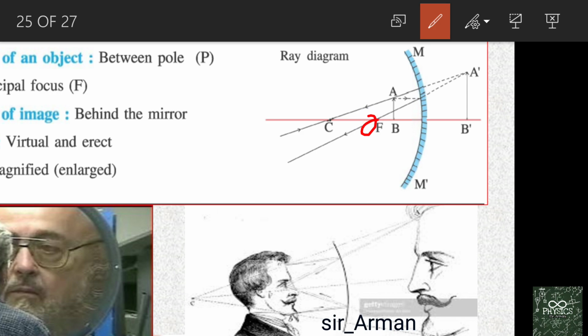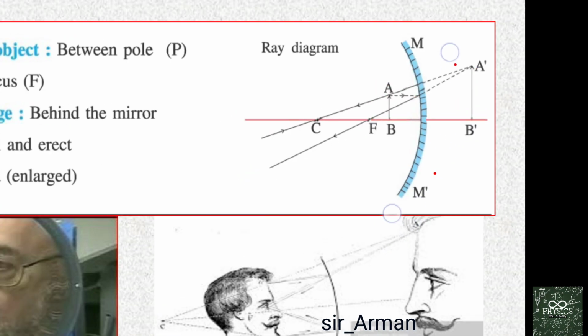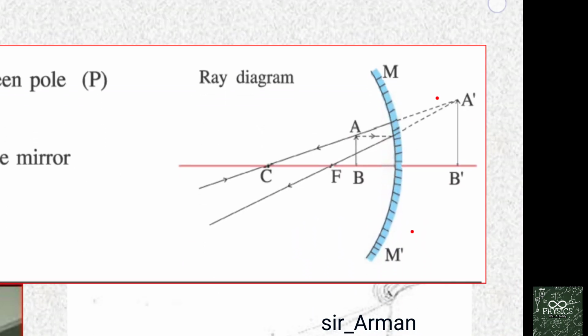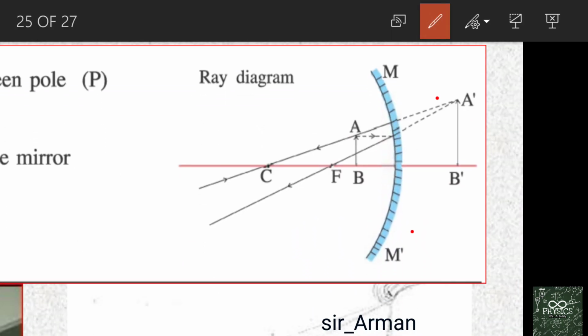But here we are placing it between pole and focus, that is, between pole and principal focus. So now let's try to imagine where the rays are going and from where the rays are coming out. Here we assume that the rays from the principal focus are going, or we can assume any of the cases, right? We can use any of the rules.